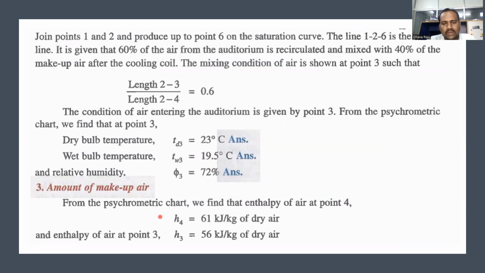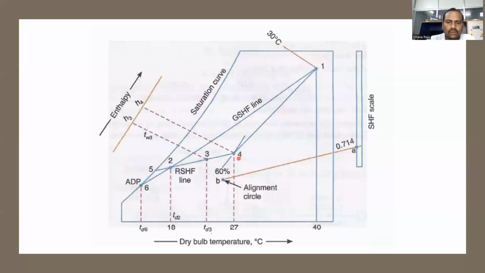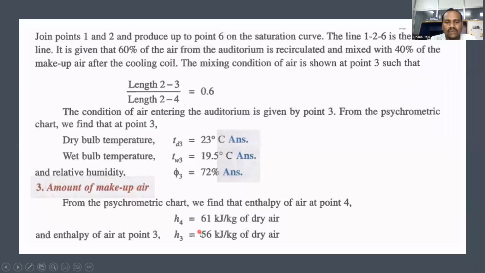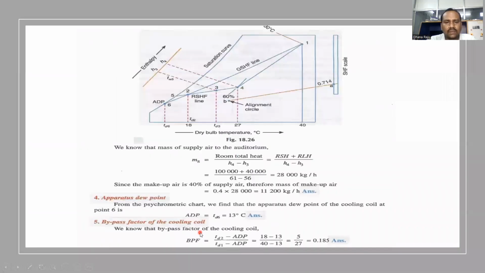For that, from the psychrometric chart, read the enthalpy values at H4 and H3. So this is an inclined line. We will get H4 and H3 as 61 and 56 directly. Then we need to calculate the mass of total air supply to the auditorium.